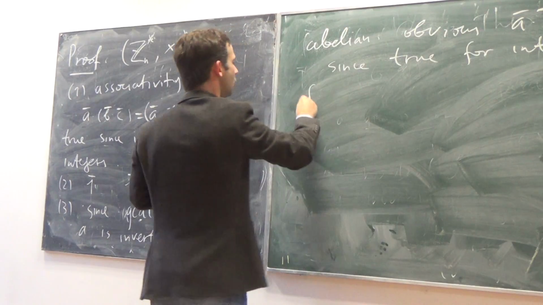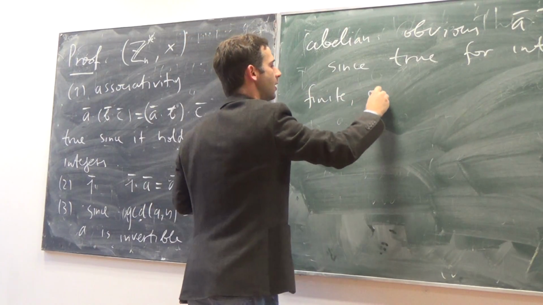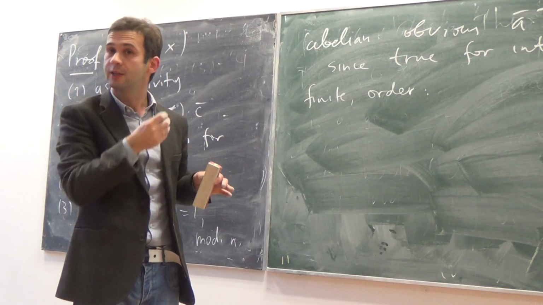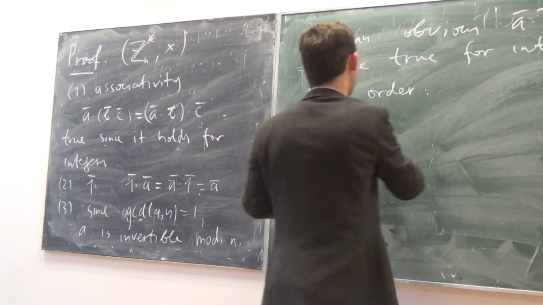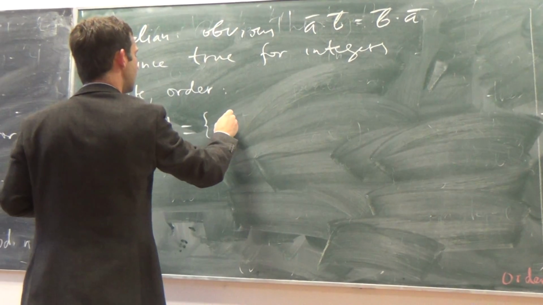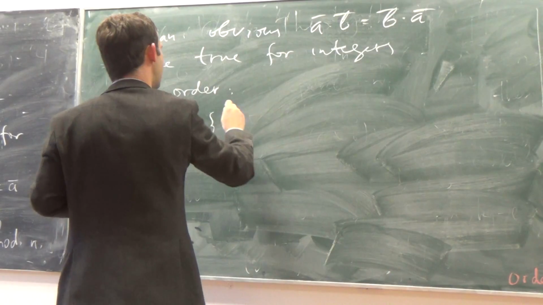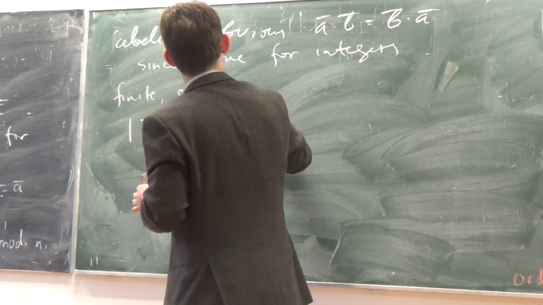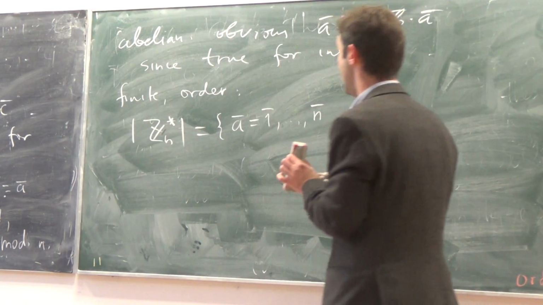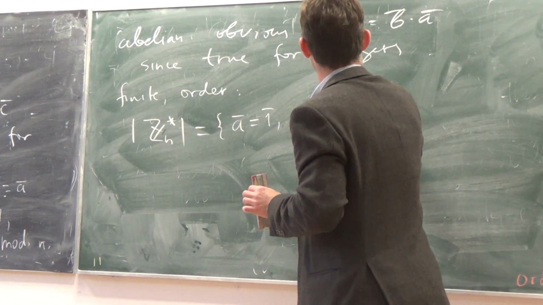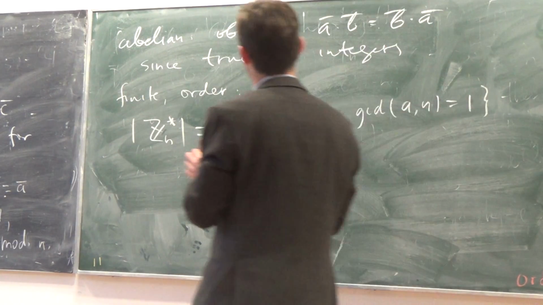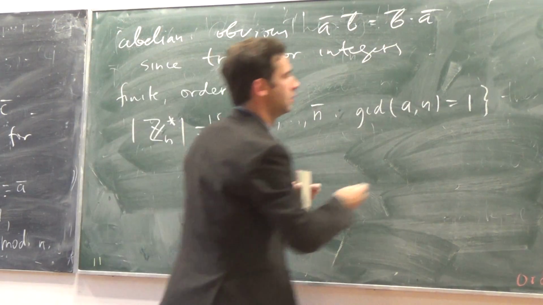So finite and order. This is something we briefly touched upon last time. If I'm looking at the set of all those k bar from this list, I can write from 1 up to n bar such that GCD is 1. So this is my order.